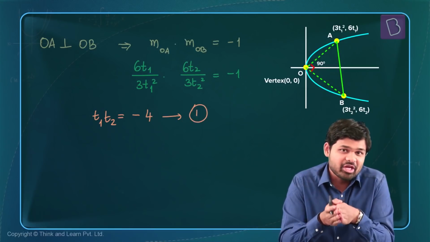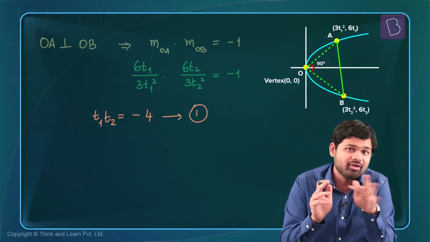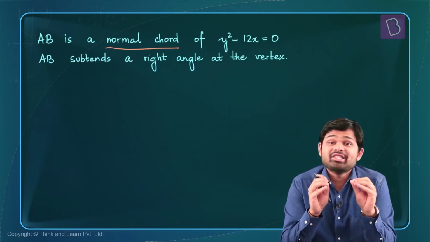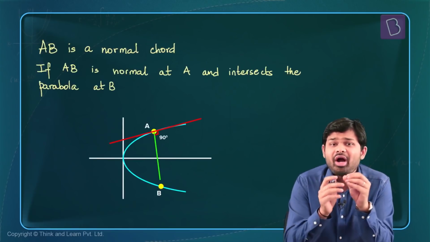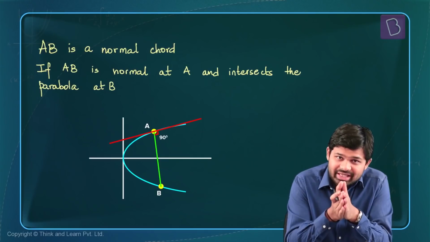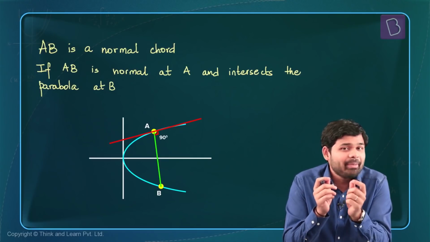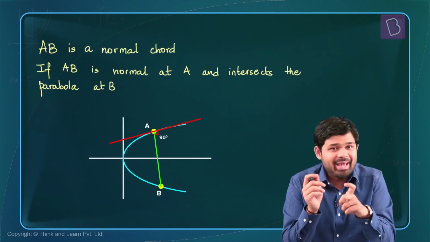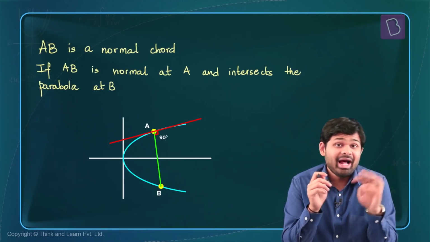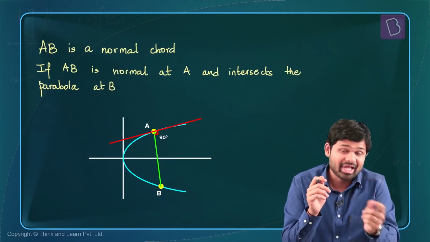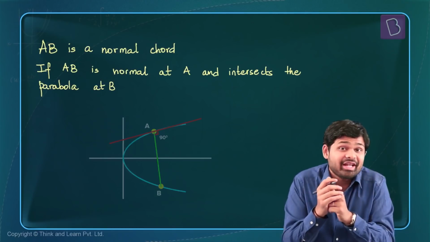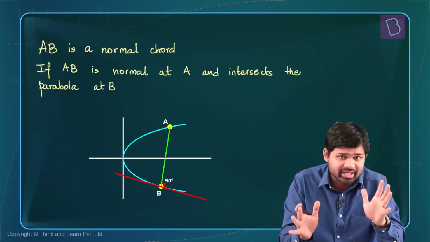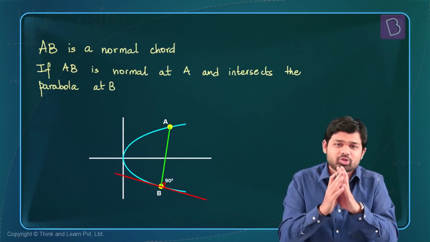The next piece of information that we are going to use in order to get the second equation to solve for t1 and t2 would be this underlined thing that I am showing here. AB is a normal chord. So what is a normal chord? A normal chord is actually a chord which is normal to the parabola at one of the points and it intersects the parabola at the other point. So if AB is a normal chord, there are two possibilities, isn't it? It can be normal to the parabola at point A and intersect the parabola at point B, or the other way around, which is going to be it intersects the parabola at point A and is normal at point B. We'll consider both the cases for completion in order to solve this question in a complete way.